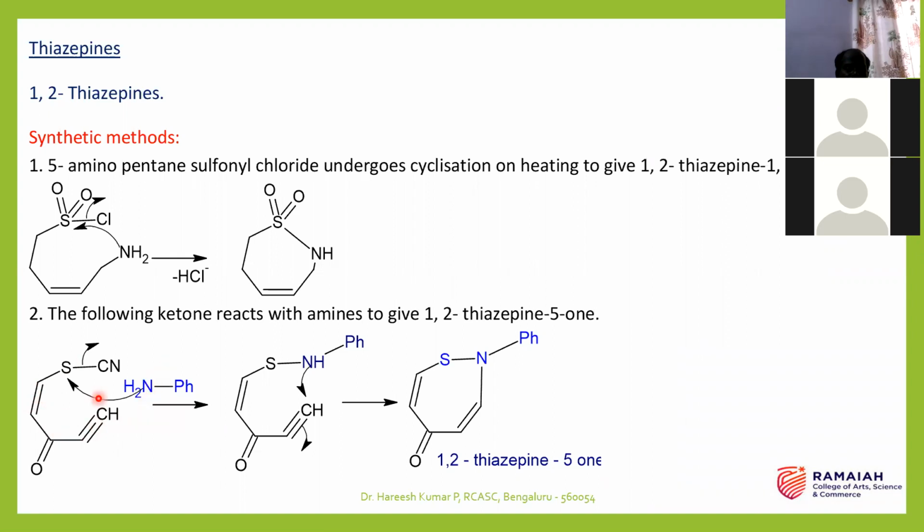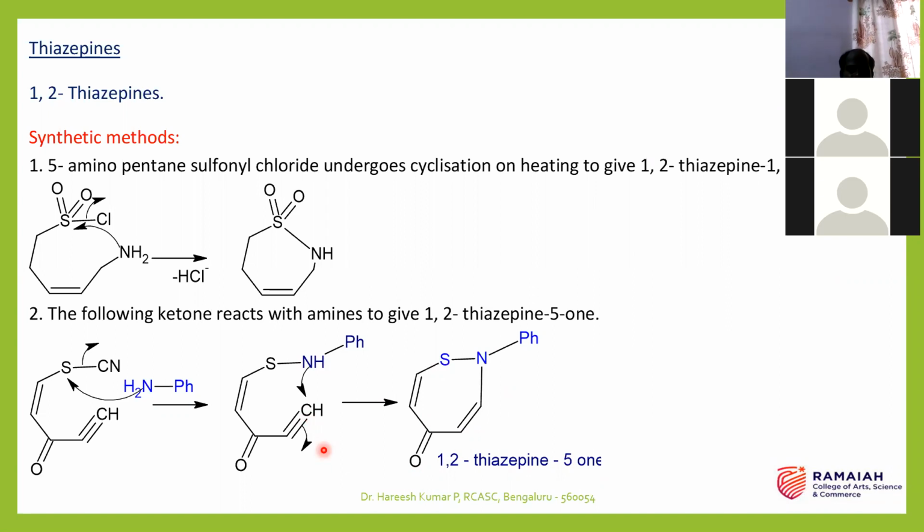The nucleophile attacks the sulfur and the CN will go out. What it means is that there is a new bond formation between the nitrogen and sulfur. Once there is a new bond formation between the nitrogen and sulfur, later the lone pair or bond pair present on the nitrogen forms a bond with this acetylene carbon. So this is how a 1,2-thiazepine 5-one is obtained. This is another method of preparation of thiazepine.